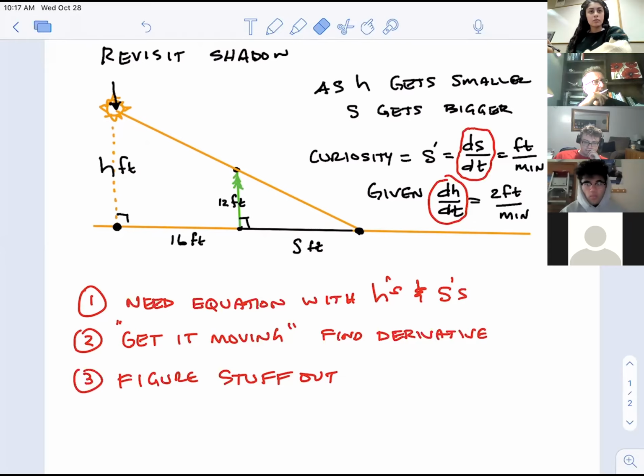Anybody see any way to get an equation that involves h's and s's here? Notice there's two right triangles in this picture. There's the little one made by the tree, and then there's the big one made by the sun. Anybody have any good ideas, any brilliant ideas on how we could get an equation for this?